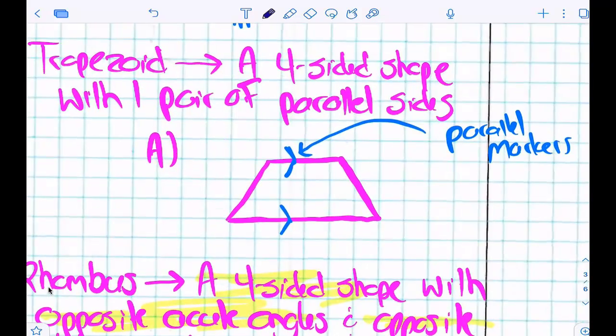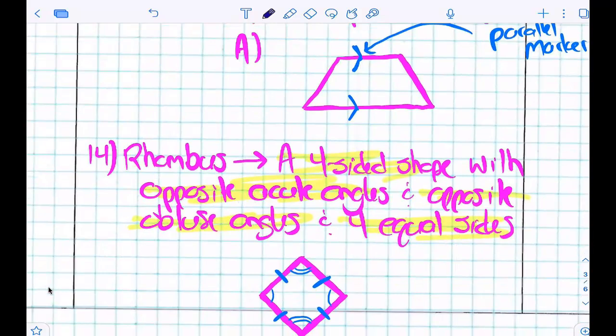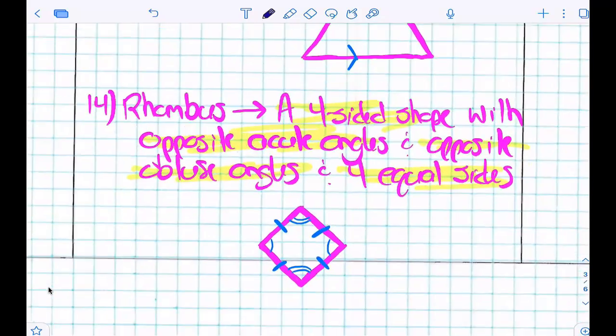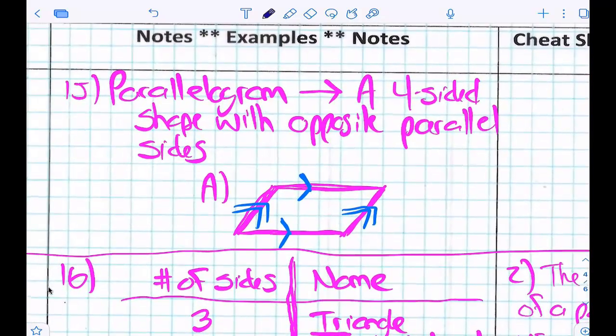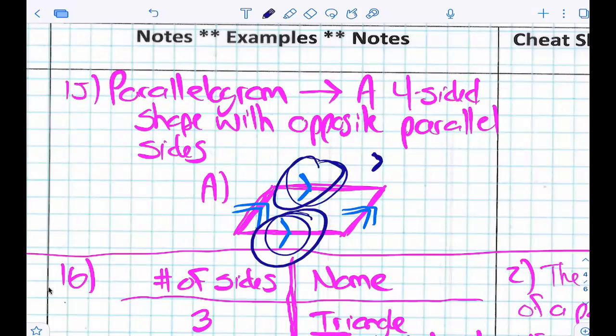This is a trapezoid? There's the definition. Rhombus, there's the definition of a rhombus. Parallelogram, there's the definition of a parallelogram. What are these things called? They're not congruent markers. They're parallel. Parallel markers are the little arrow ones, like that, yes? So is this side and this side parallel? Is this side and this side parallel?